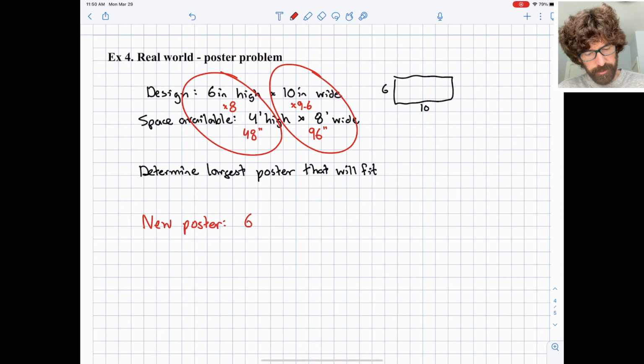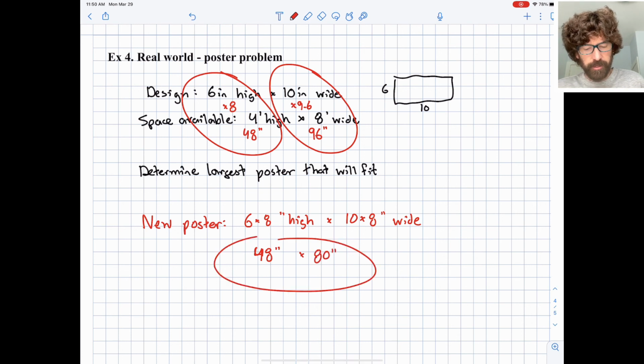So 6 times 8 inches high by 10 times 8 inches wide. So that's going to be 48 inches by 80 inches. Okay, so that would be the largest poster we could fit in that space. Got through it, and that is a great place to stop right there.